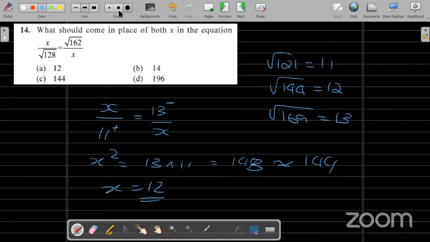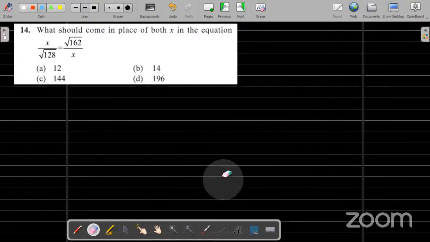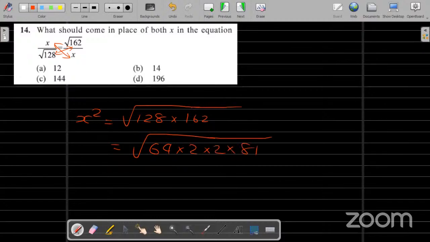That is one method. The other method is also easy. It is doing it in the normal method. Cross multiplication gives you x into x, so x square equals root of 128 into 162. Root of 128 can be written as root of 64 into 2, and root of 162 can be written as root of 2 into 81. Root of 64 is 8, root of 2 into 2 is root of 4, which is 2, and root of 81 is 9.